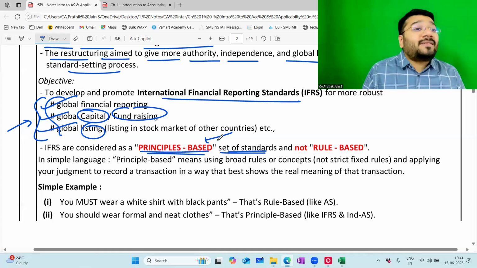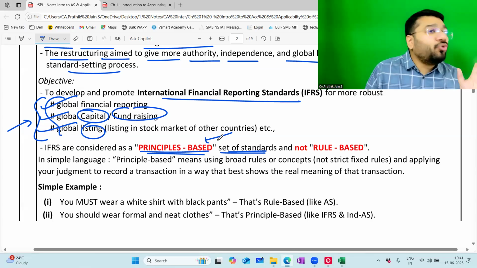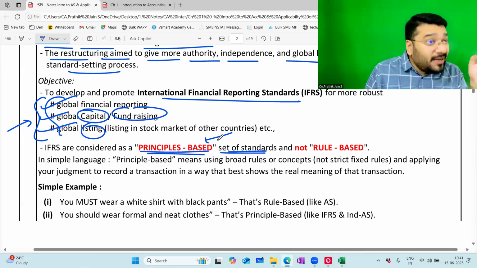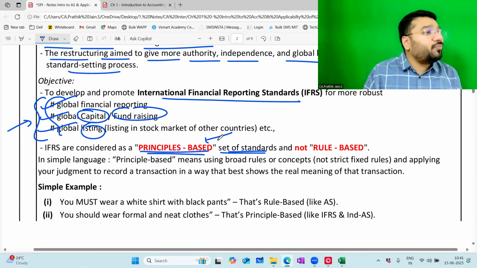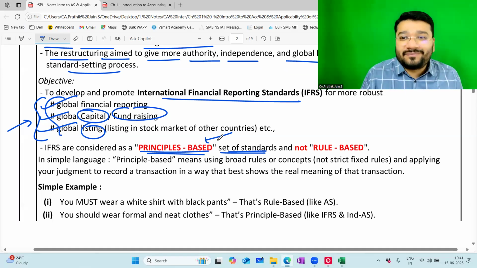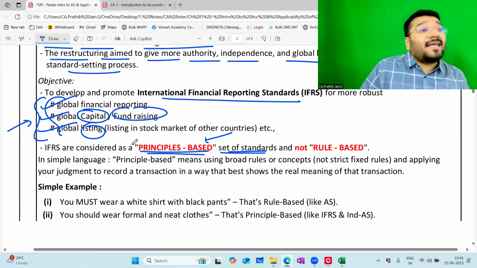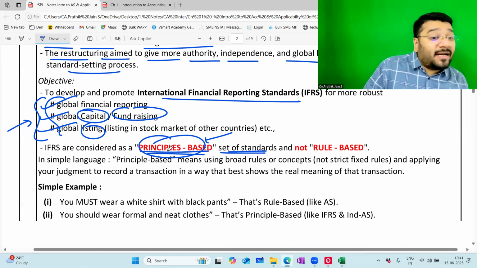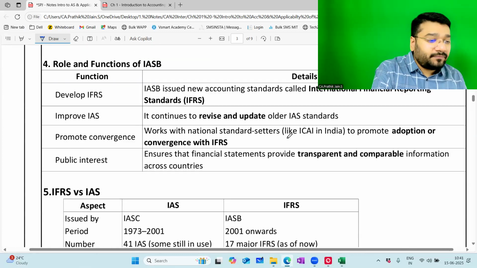So in accounting standards, India said, no, we will not do principle-based. We'll go rule-based. We will not give choices to people. We will limit their choices. We will tell them this is what you have to do. And we are following that. So IFRS and Ind AS are principle-based, whereas accounting standards are rule-based.